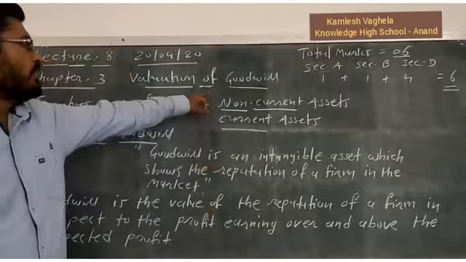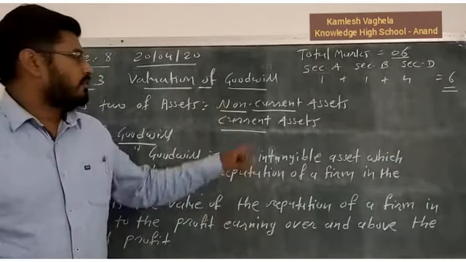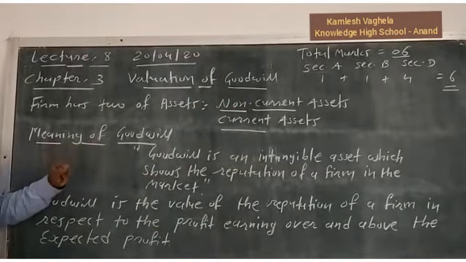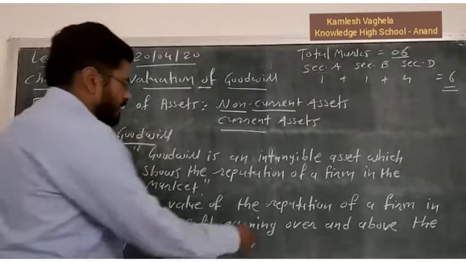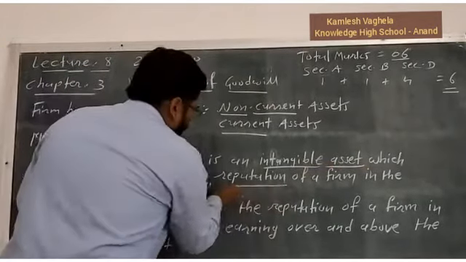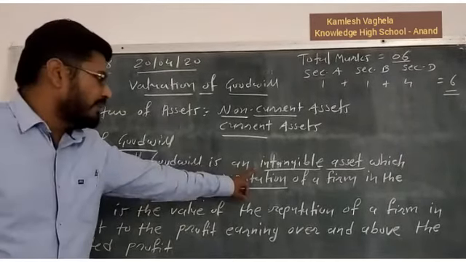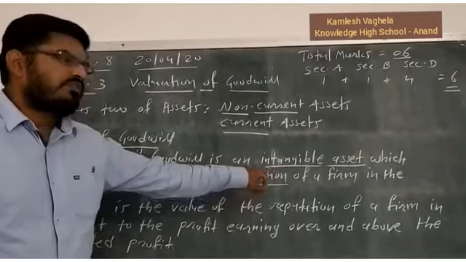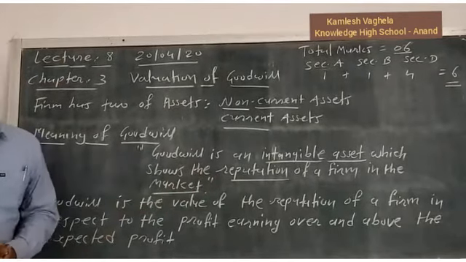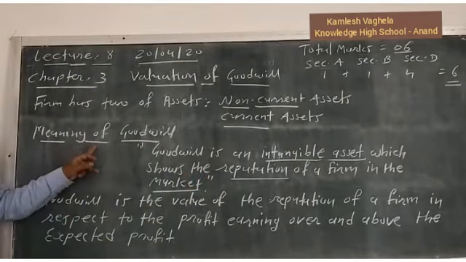In the same way, goodwill is also an intangible asset, so there is a need for revaluation of goodwill. First, the meaning of goodwill. Goodwill is an intangible asset which shows the reputation of a firm in the market. Goodwill is one kind of intangible asset which shows the reputation of a firm in the market. Now what is reputation? Reputation means our name in the market. So this is the meaning of goodwill.